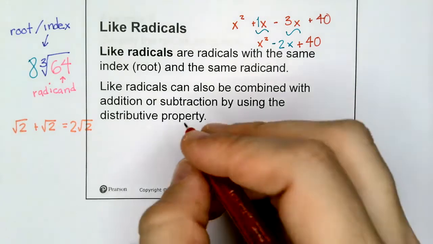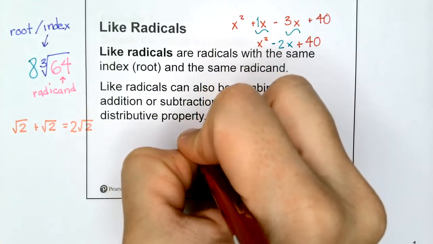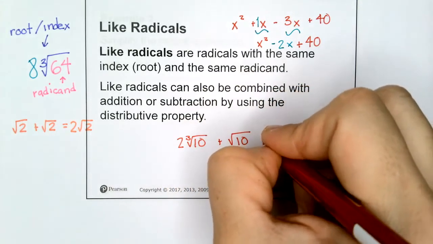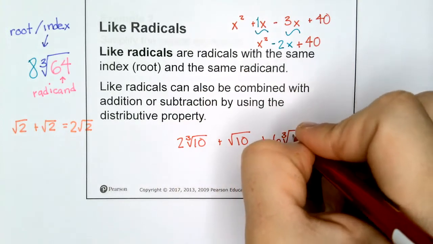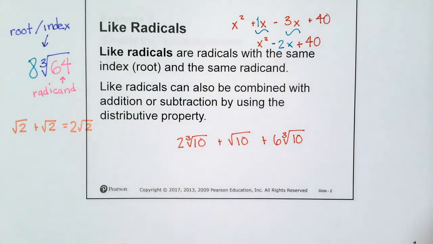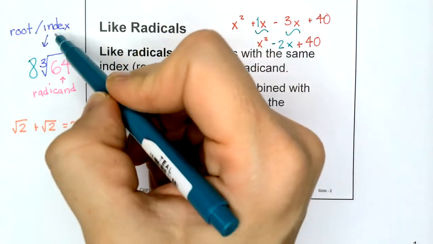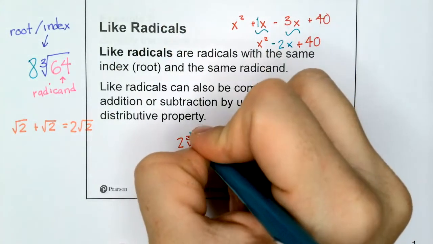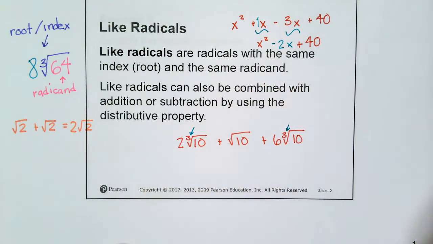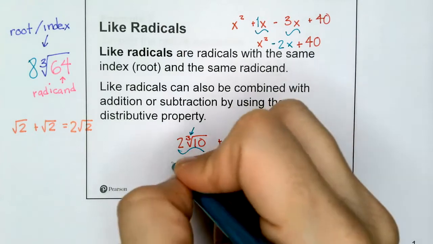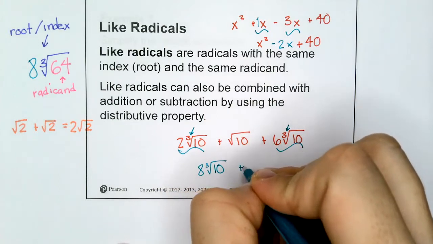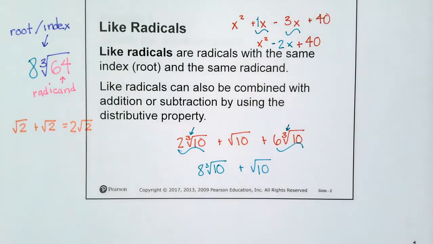For example, you could have 2 cubed root of 10 plus the square root of 10 plus 6 cubed root of 10. Now, are those all like? They are not, because for like, you have to have the same index and radicand. So they all have the same radicand, but you need this to be the same. This is 3, this is 2, and this is 3. So these two are the same. 2 and 6 make 8, cubed root of 10, plus the square root of 10 is how you would simplify that.